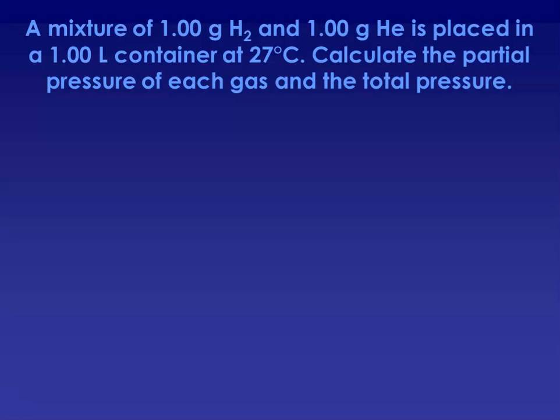So here we have 1 gram of hydrogen and 1 gram of helium. They're placed in a 1-liter container at 27 degrees Celsius. We're going to calculate the partial pressure of each gas as well as the total pressure. So to determine the pressure of each gas, we're going to need to determine how many moles of that gas we have present.